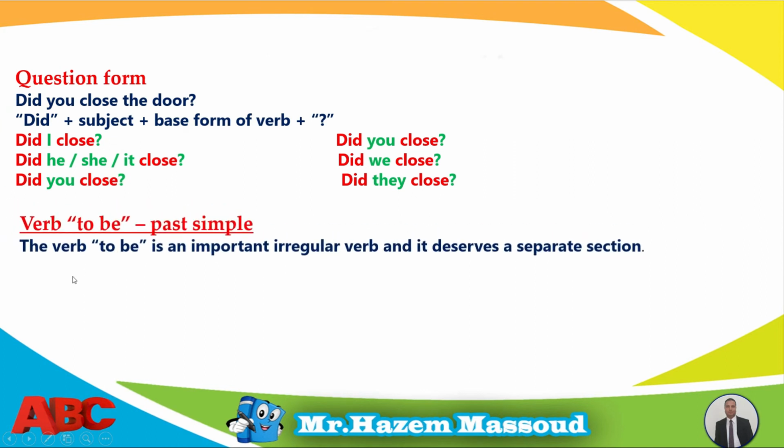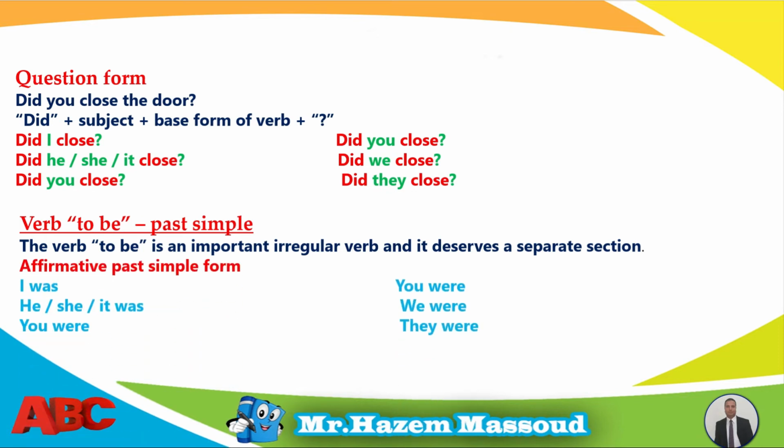Let's move to the verb to be in the past simple. The verb to be is an important irregular verb and it deserves a separate section. The verb to be means am, is, and are. In the affirmative past simple form: I was, he, she, it was, you were, we were, they were.